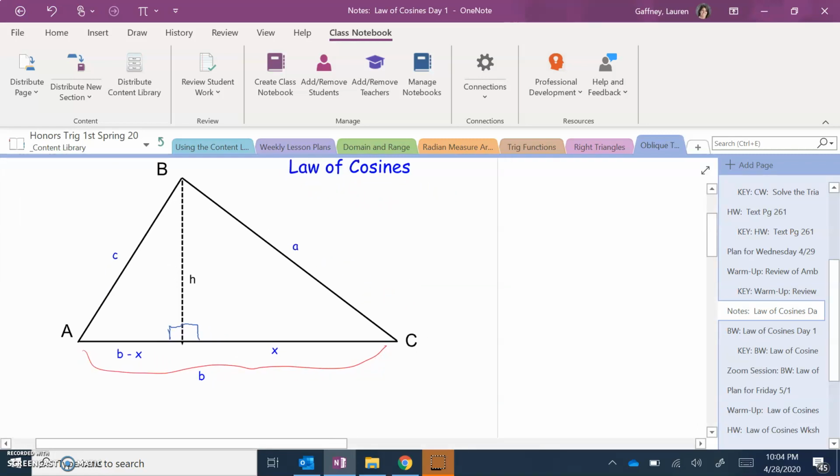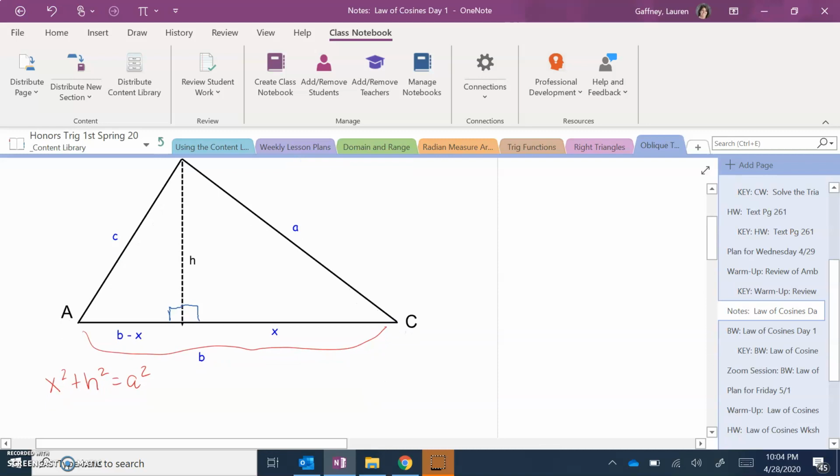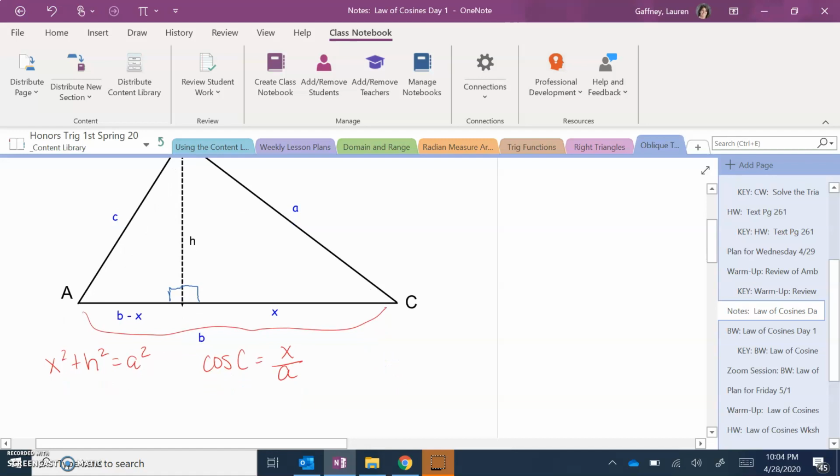The first thing I'm going to do is look at just this right triangle. If I set up the Pythagorean theorem, I would say x squared plus h squared equals a squared. Also from that same triangle, cosine of angle C is equal to x over a. Now I'm going to solve this for x. I multiply the a over, so x equals a cosine of angle C. We're going to use these in a minute.